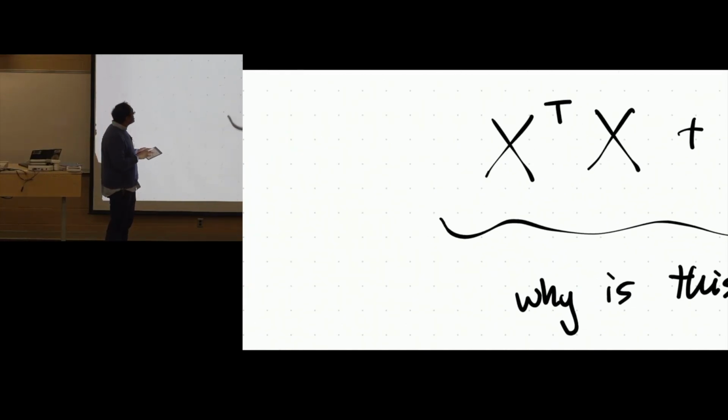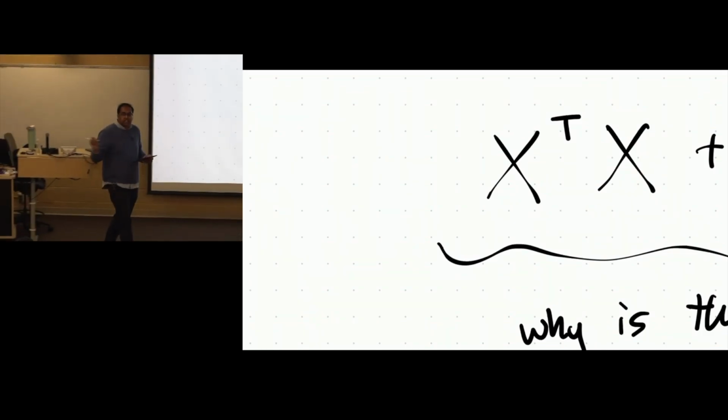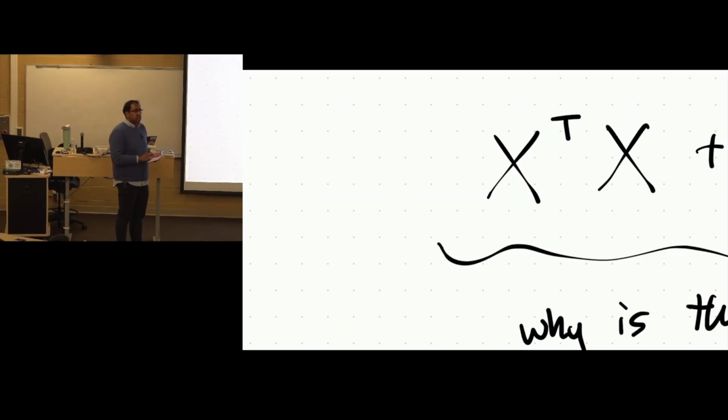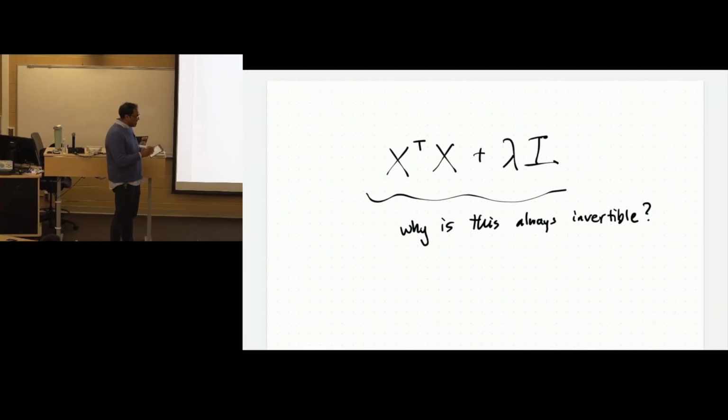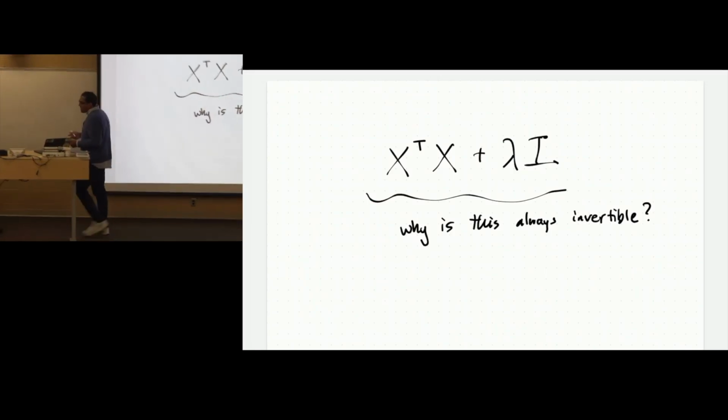claim because this matrix isn't always invertible, right? The invertibility of X transpose X depends on whether or not X's columns are all linearly independent. But the claim is that whether or not that's true, this thing is invertible, okay? Why is that? Well, the answer has something to do with eigenvalues and eigenvectors.